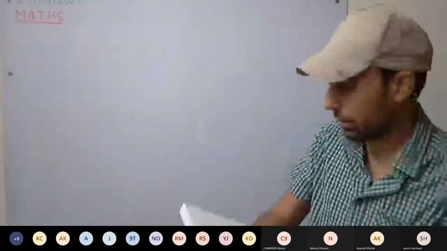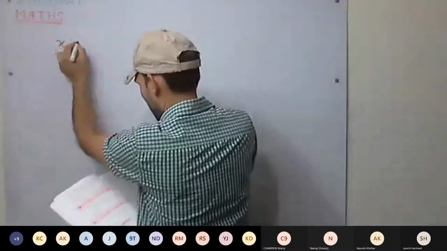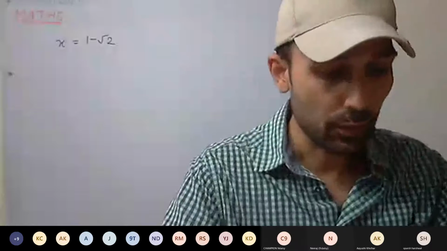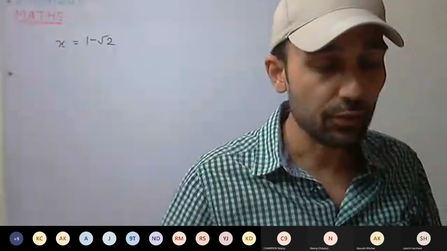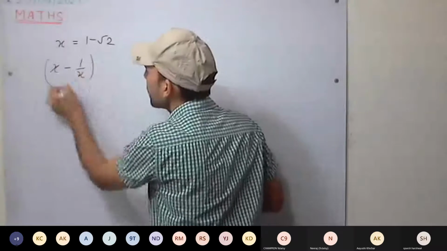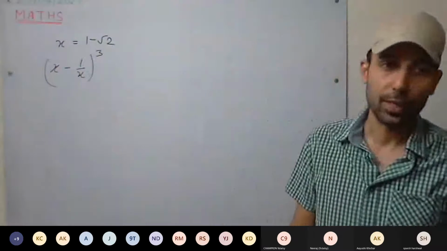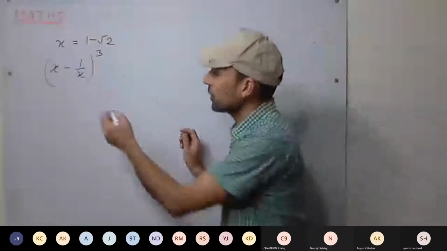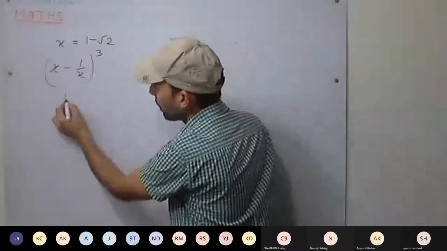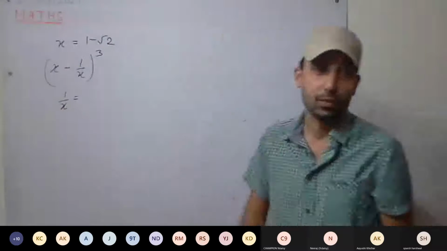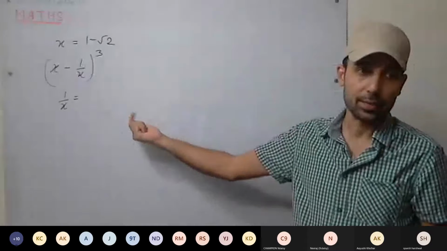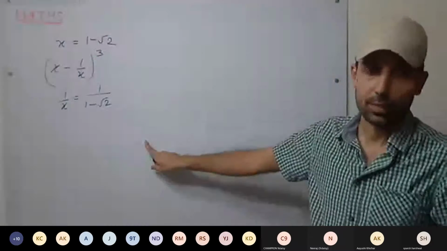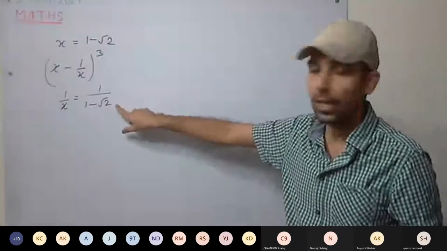So it is given x equal to 1 minus root 2, and we have to find the value of x minus 1 upon x, the whole cube. Its value we have to find. So what we will do? First, we have x. 1 upon x will be, what will be the value of 1 upon x? 1 upon 1 minus root 2. Is this clear? Now rationalize the denominator.